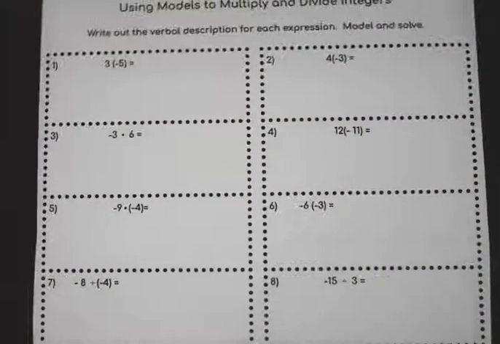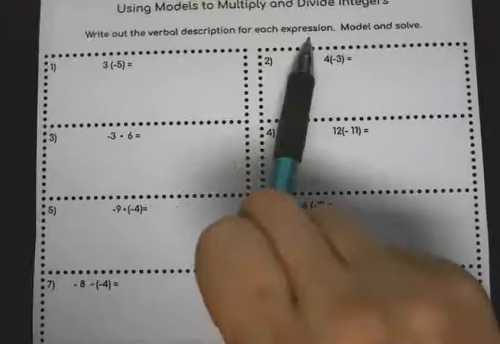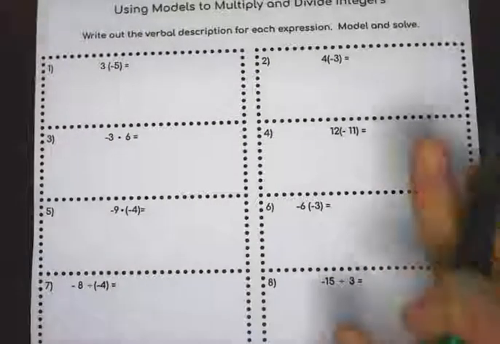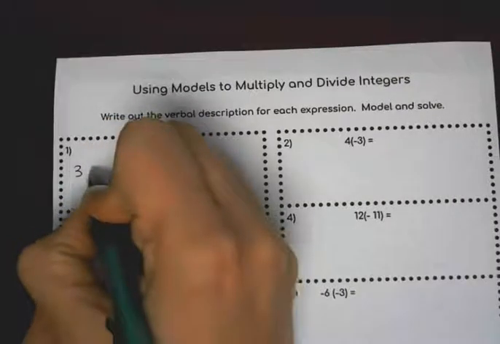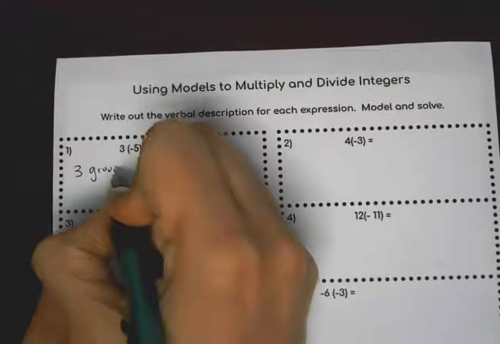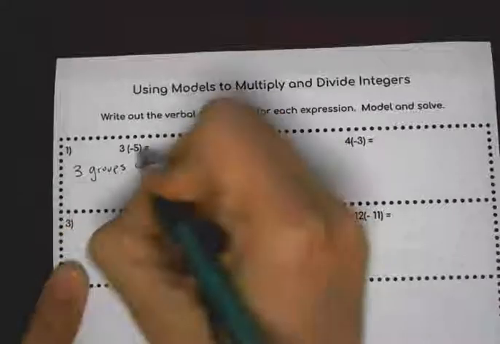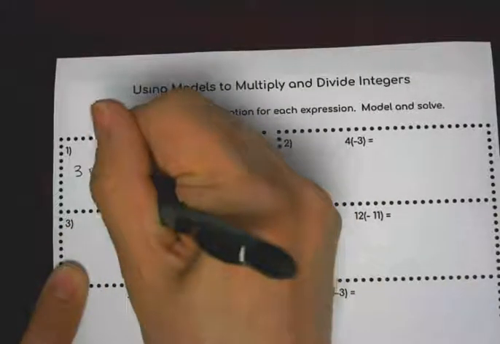So now I want you to take the back side of your paper and we're going to practice. I'm going to model for you what this should look like, and then you will practice on your own. So this is write out the verbal description for each expression, model, and solve. So number 1 is 3 times negative 5. And the verbal description would be 3 groups of negative 5.